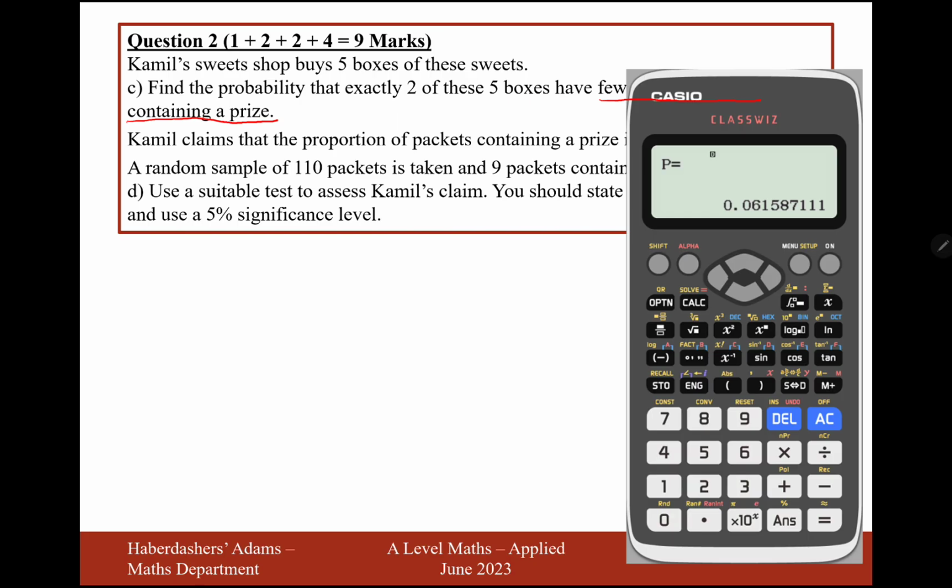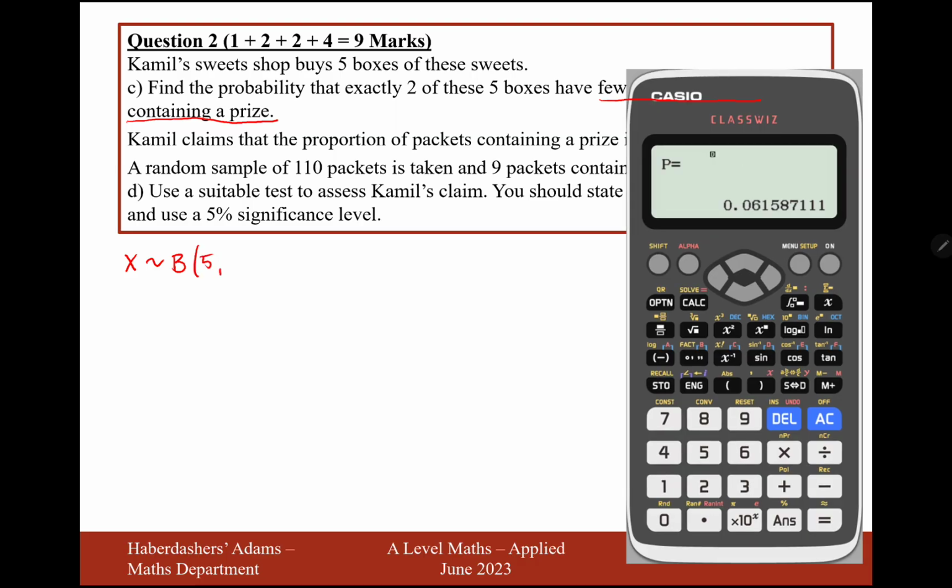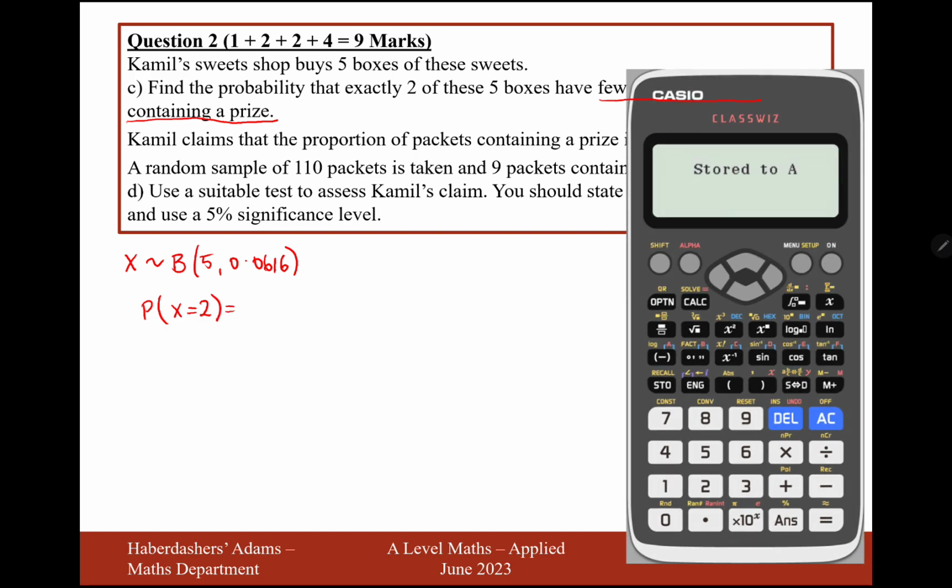So what I'm going to do is press the store button, STO, and then select one of these letters from above. So I'm going to press store and then A. And what that will look like on your screen if you've done that correctly is store as A. Then I'm going to set up a new binomial distribution with 5 trials, and the probability of each success is 0.0616. And then I'm going to look for the probability that x is exactly equal to 2. So once I've stored that as A, I'll go back to binomial PD mode for precisely 2 boxes.